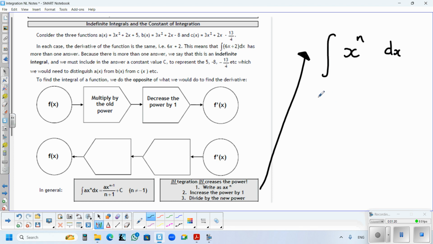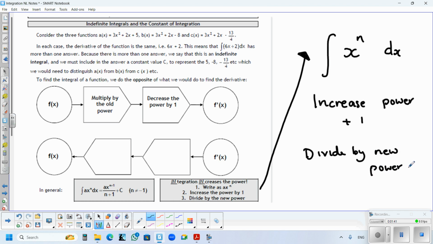The rule is that you increase the power by 1. So you increase the power by adding on 1, and then you divide by the new power. So if we follow that rule for that one up there, we increase the power, drop the integration sign because we're doing it, so that would become x to the power of n plus 1, divided by the new power, or dividing by n plus 1.